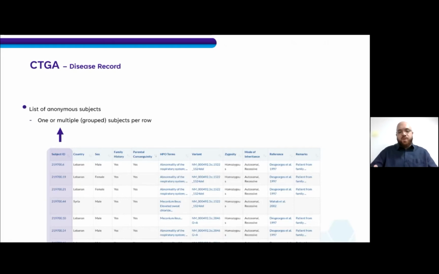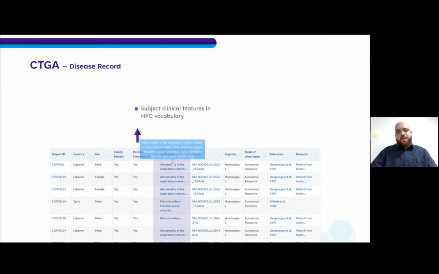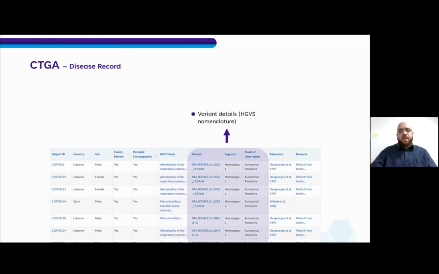There are many studies that report summarily on unrelated patients, and when there's not enough unique information for each patient, we also group them together. Subject data have a couple of binary fields here, including family history with more than one affected individual, and parental consanguinity, considering all types of consanguinity. This is followed by a listing of specific clinical features for the subject that were translated into terms from the Human Phenotype Ontology. Following that, molecular details show the variant position in HGVS terms, as well as the zygosity and the segregation pattern that's reported in the study.